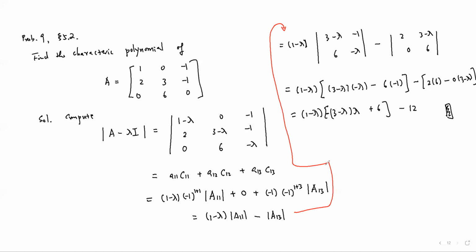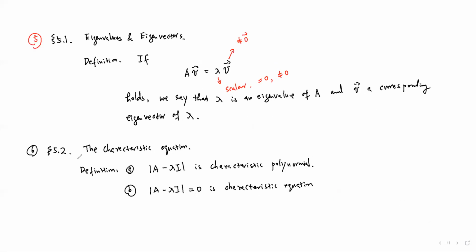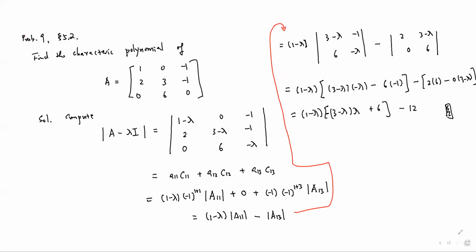This is the problem I picked to present from section 5.2. Now the next section. Actually, this is an important section. Section 5.3, diagonalization. Whenever we consider eigenvalues and eigenvectors, the matrix is a square matrix. Okay, square matrix.